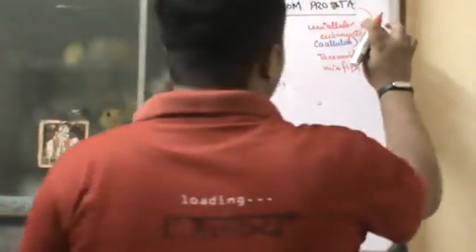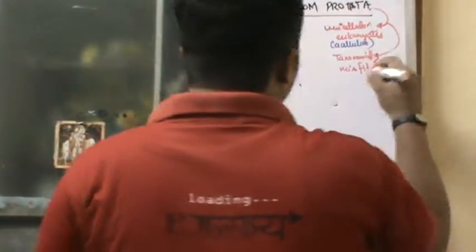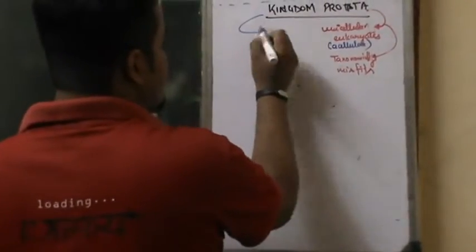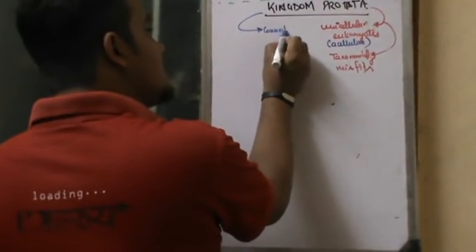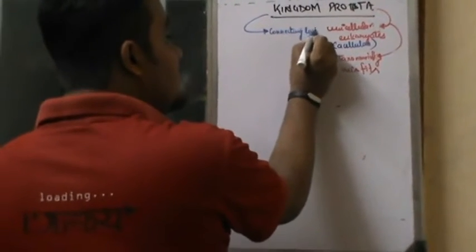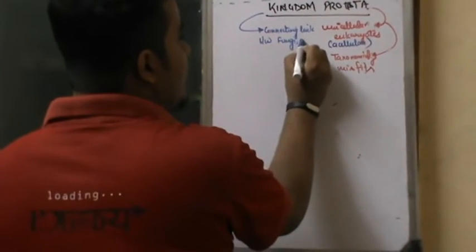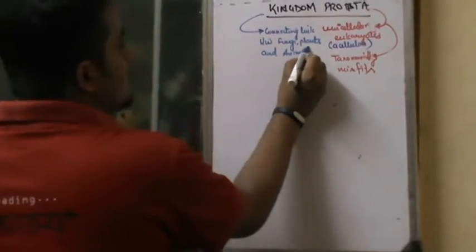Other than this, there is one more point that is going to be very important. This kingdom is a connecting link between lower organisms and higher organisms, that is, between fungi, plants, and animals. This is a very important NCERT point.